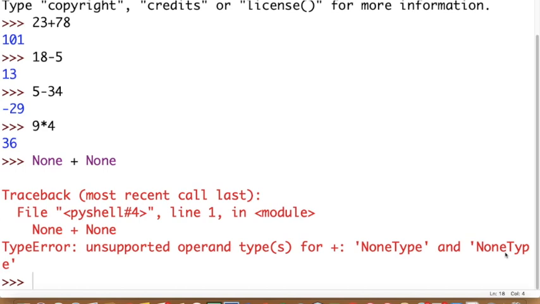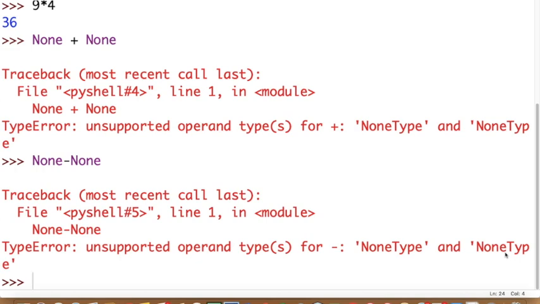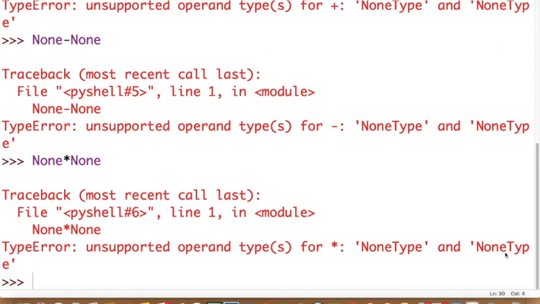Similarly we can go for the next one, that is None minus None. It will also show the same type of error because the minus operator cannot be applied between two Nones. Similar is the case with None into None, and None divided by None. So all the mathematical operators plus, minus, into, division are not supported between None type values. So you must remember this very crucial point.